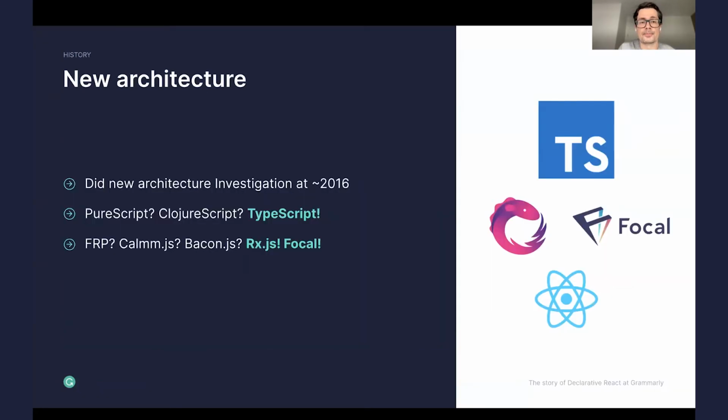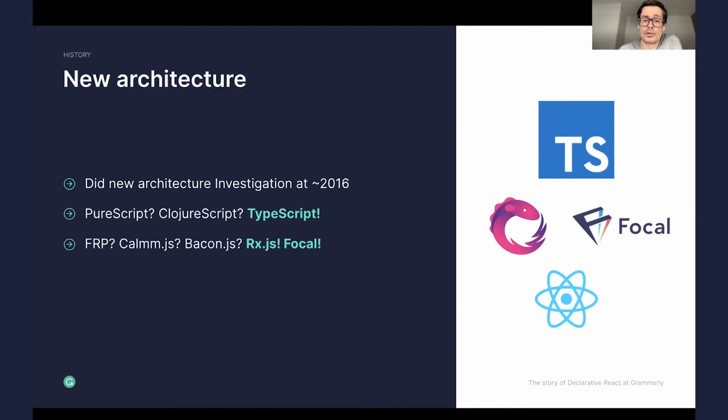So the team did comparison, investigation, and prototyping, and by 2016, we decided that we would be using TypeScript and React to build this new version of the editor. And we liked FRP, functional reactive programming, a lot. The team looked at different existing libraries at that time, like Cycle.js, Bacon.js, and eventually decided to build our own version, which is called Focal, using RxJS.